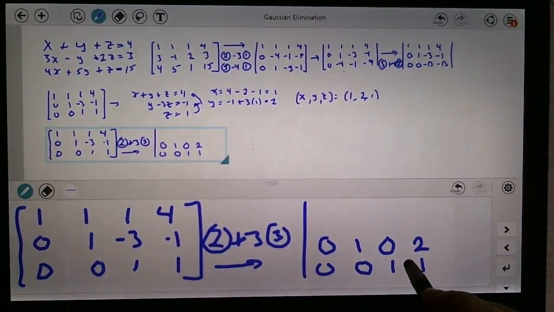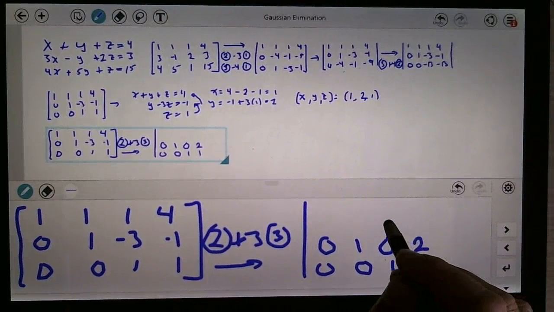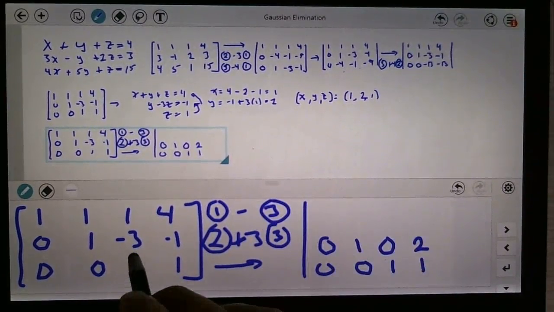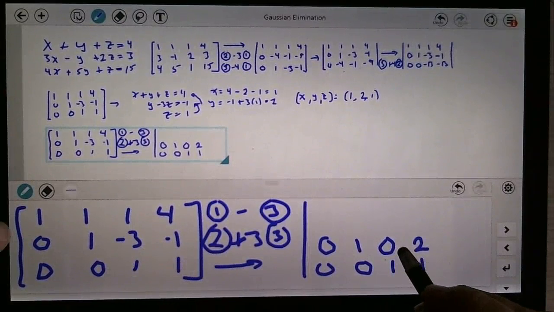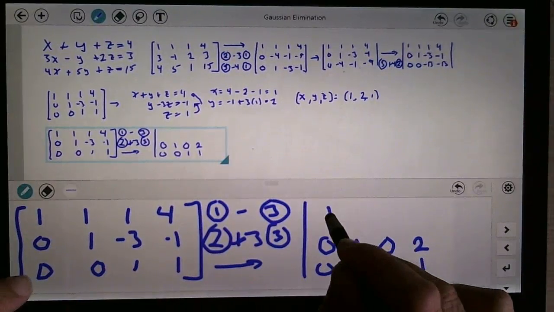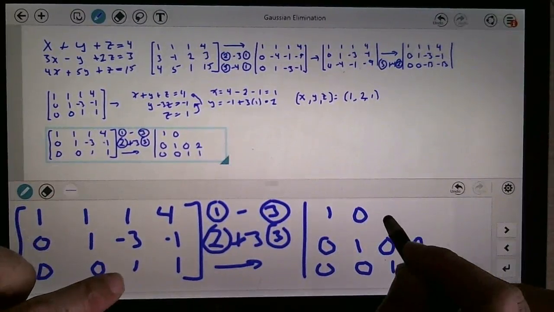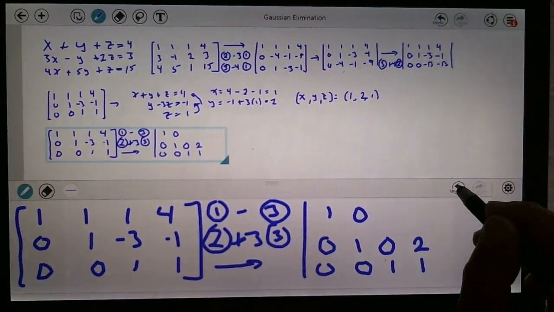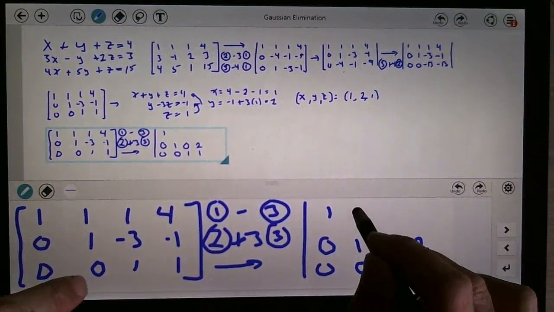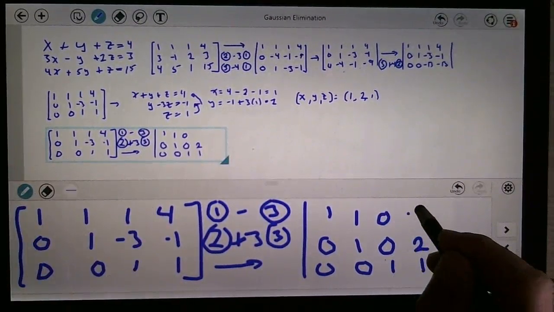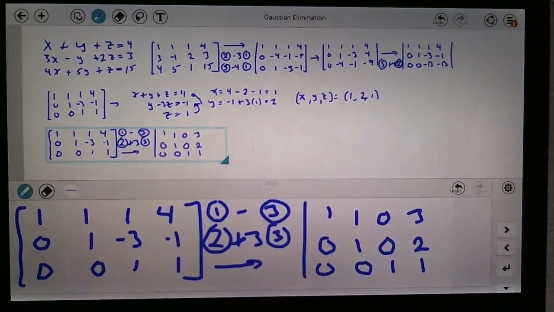So anyway, there's that. I also want to get a 0 right here. So I'm going to do row 1 minus row 3. I'm using this 1 to get zeros above it, right? So this one minus that one. Let's try that again. This one minus that one is a 1. This one minus that one is a 0. This one minus that one is 3. Good. So this leading one now has zeros both below and above it.